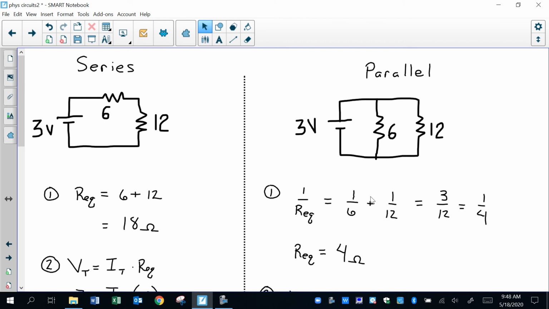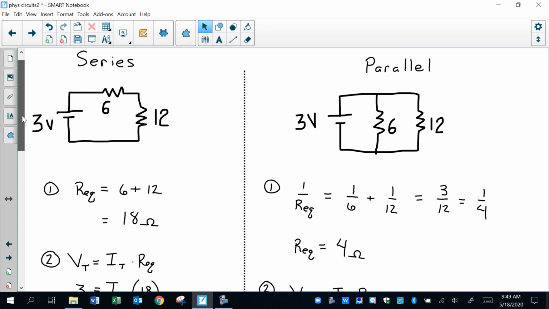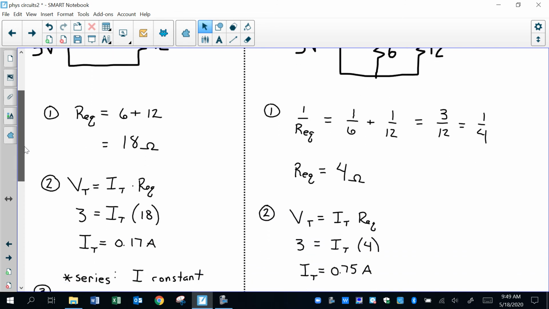So here the numbers we chose were nice. Oftentimes, like on a UT assignment, they're not nice. So you have to use your calculator, you got to use parentheses, you can use the negative first power button on your calculator. Long story short, the REQ is 4. Notice 4 is less than each of them individually. So I actually have a lower total. Compared to a series, it's way different. So I have less overall resistance. That means I should get more current.